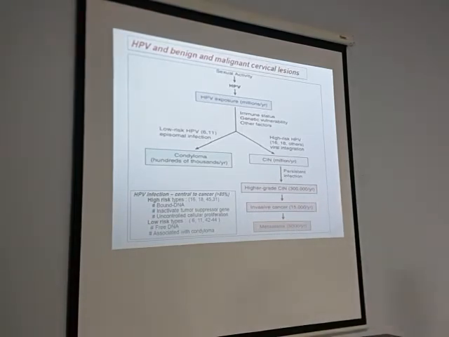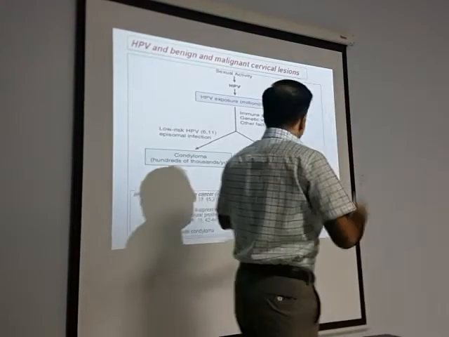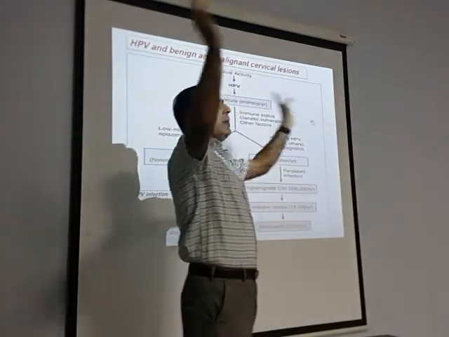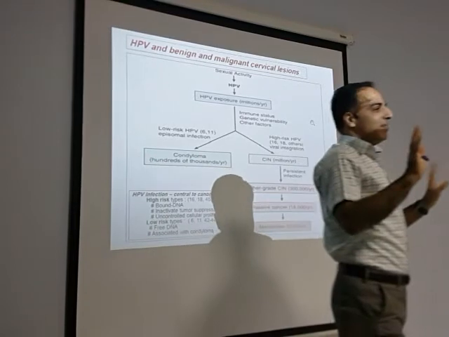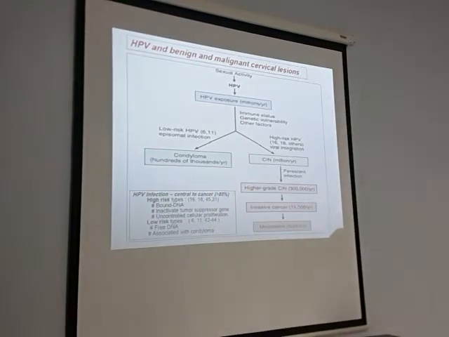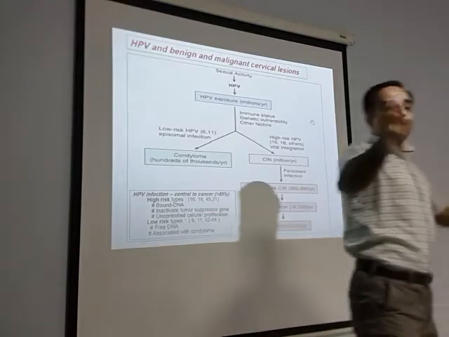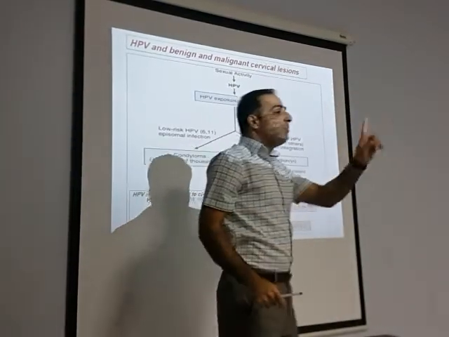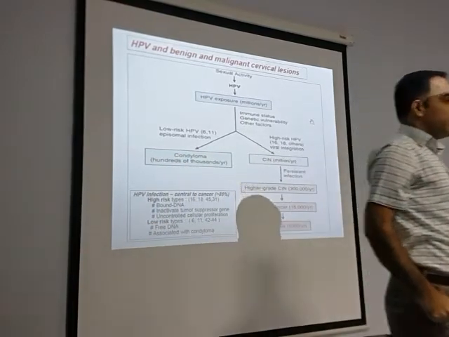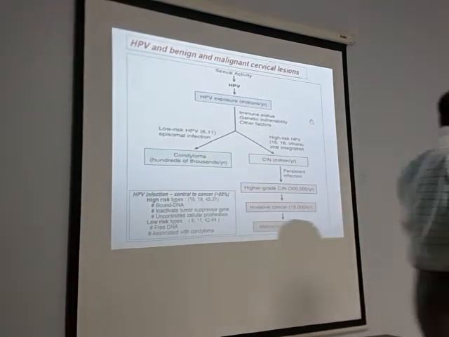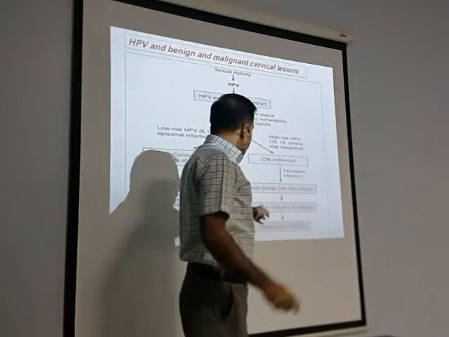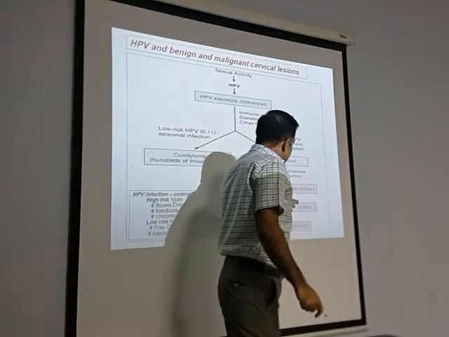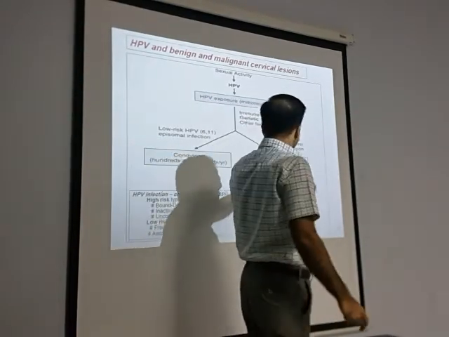I will tell you the summary. Millions of people are getting infected. Maybe I am also infected, I don't know. Millions of people are getting infected, but only 5,000 females will get metastasis. And 15,000 will get invasive cancer, and higher grade in 300,000.